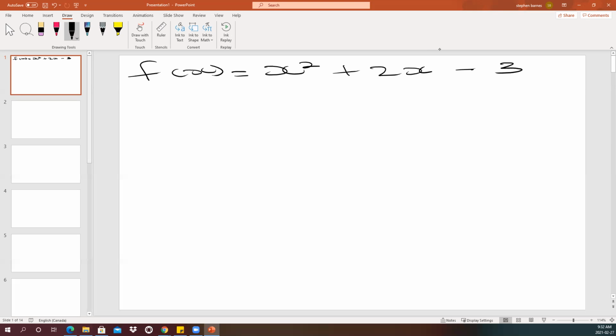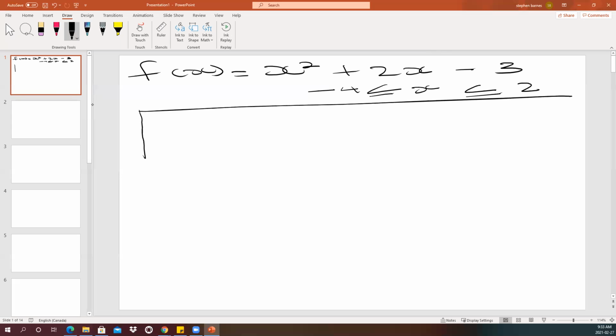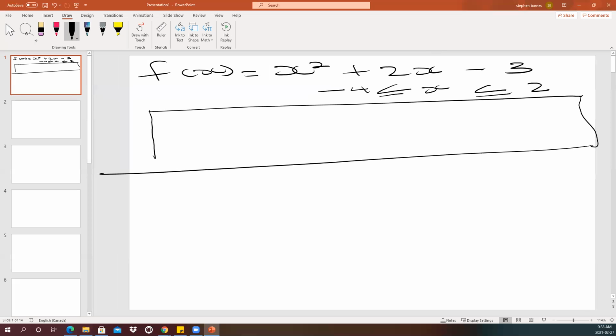So we were given the domain values, -4. So it was supposed to be for x greater than or equal to -4 and less than or equal to +2. So we knew that our domain, our x values, would be between -4 and +2.